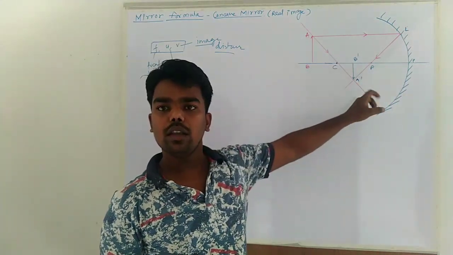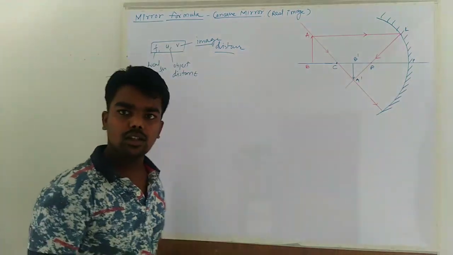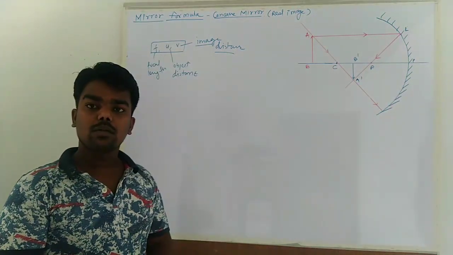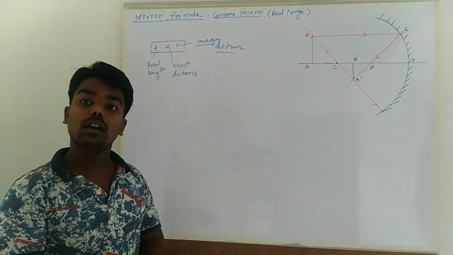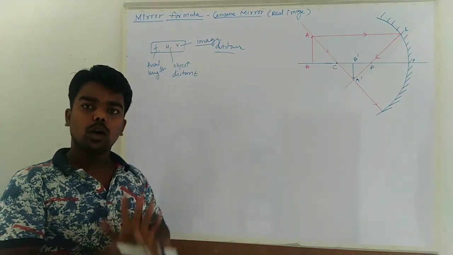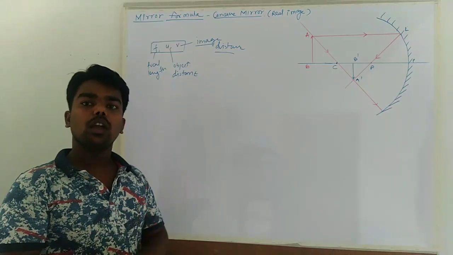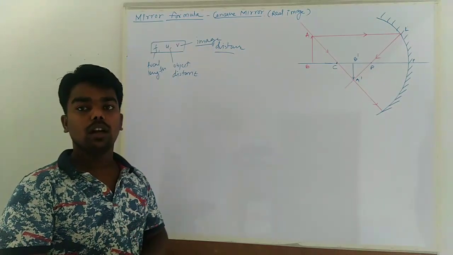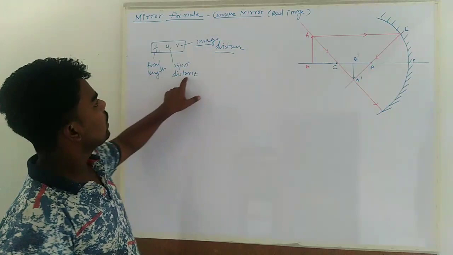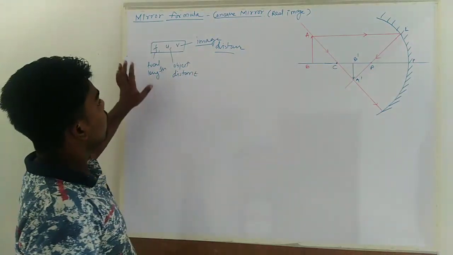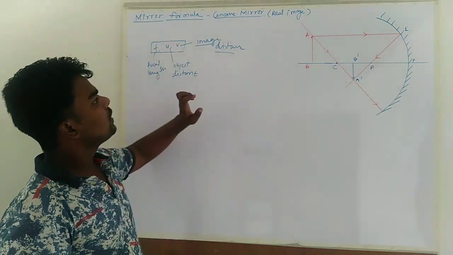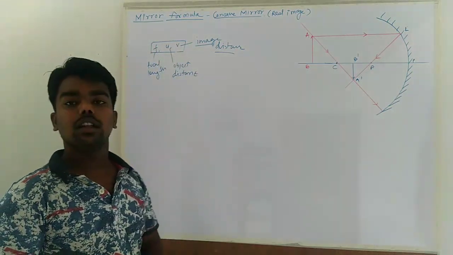So u and v, the object distance and image distance, can change, but as far as the focal length is concerned, as the mirror is constructed, its focal length cannot be altered later on. So whatever the focal length we have, we will have a relation for that. Focal length is constant while the image distance and object distance can change, and among these three things we have a relation.